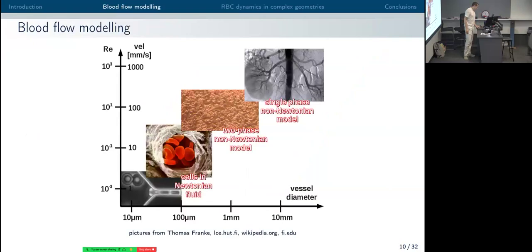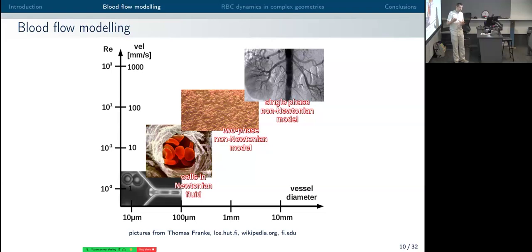So, blood flow modeling. I just told you something about blood flow and why it's important. But now let's ask, what do we need to do if we want to model blood? And by modeling, I mean setting up and running computer simulations. How do you set up a computer simulation of blood flow? The first question you should answer, of course, is what is the scale of relevance for you? What are you interested in?